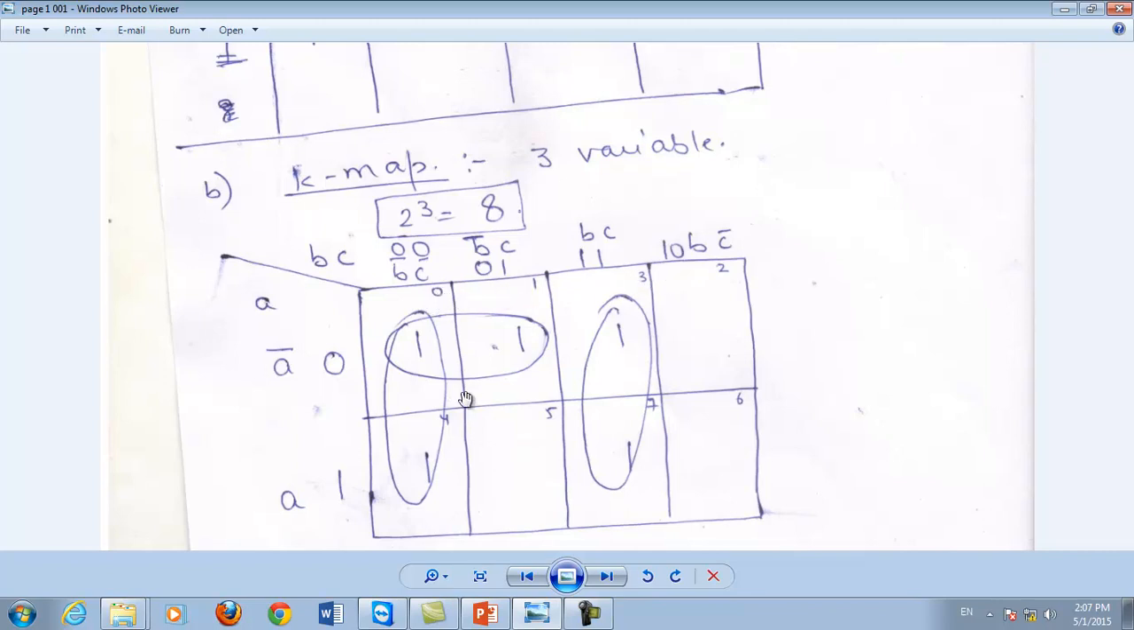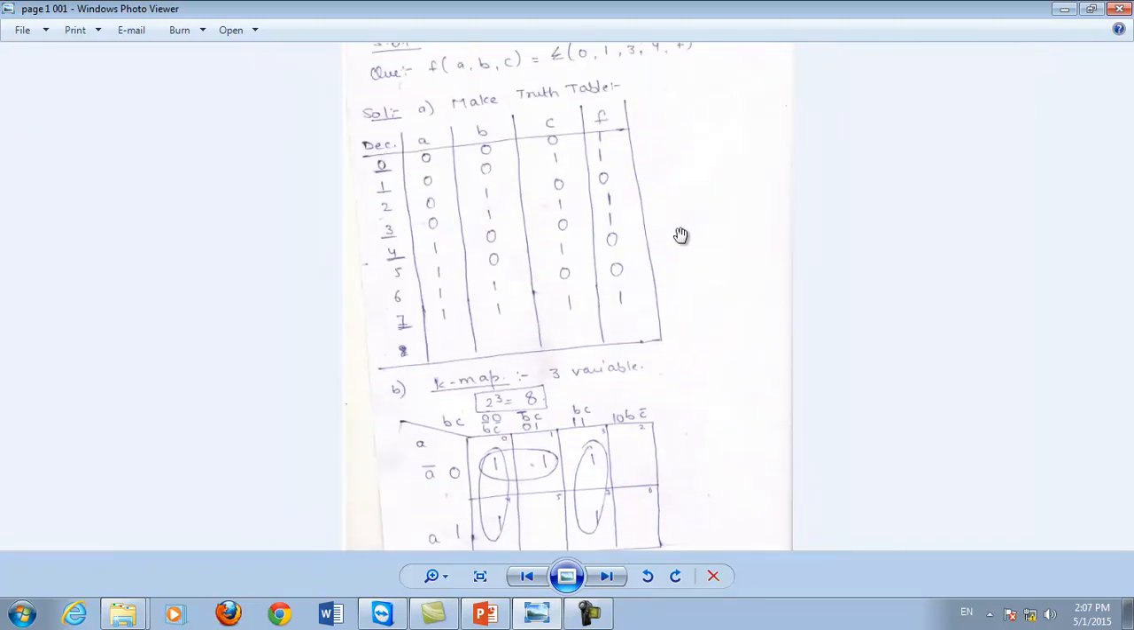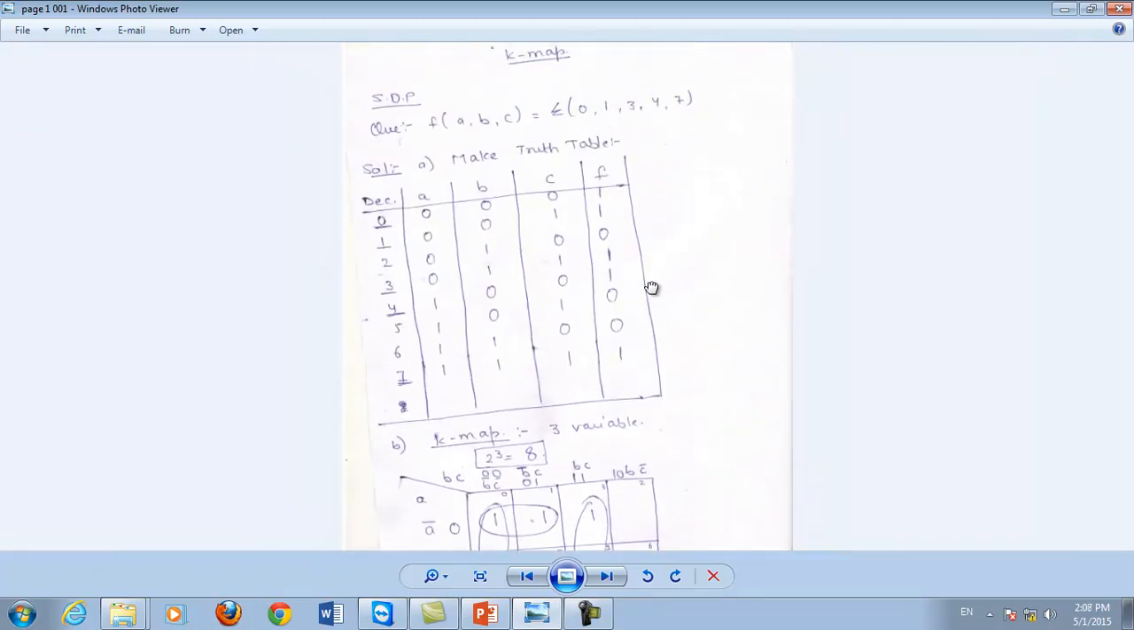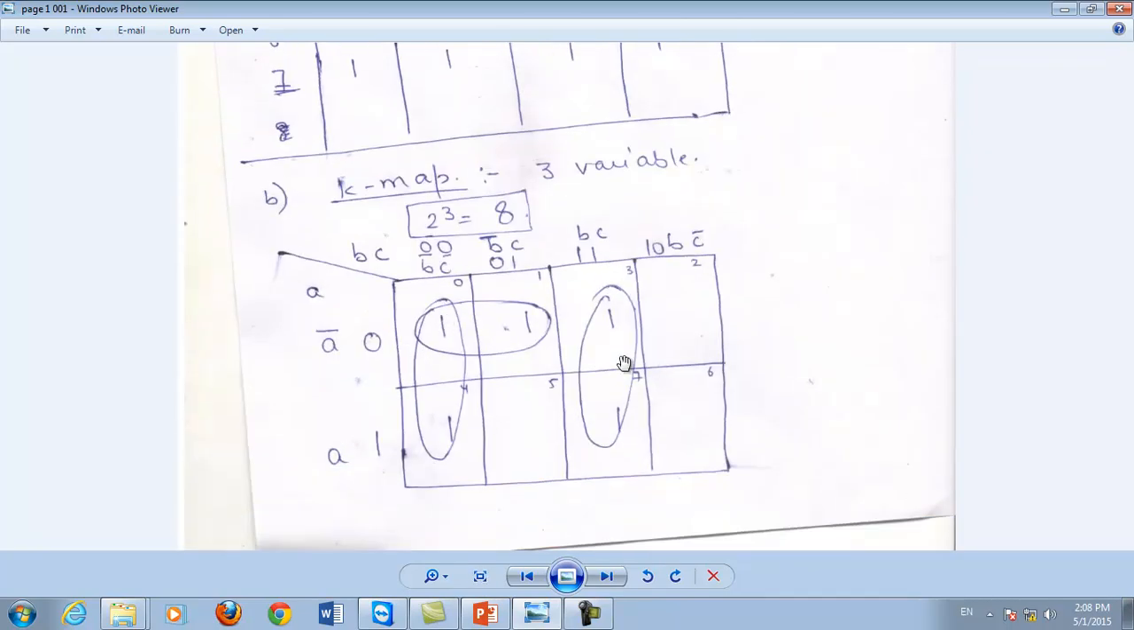0, 1, 2, 3, 4, 5, 6, 7. That is, the third column will be swapped with the fourth one and the fourth will be swapped with the third one. Now, the values that are present in the function, that is 0, 1, 3, 4, 7, for all these values, write 1 in the K-map. This is the method of creating a K-map.